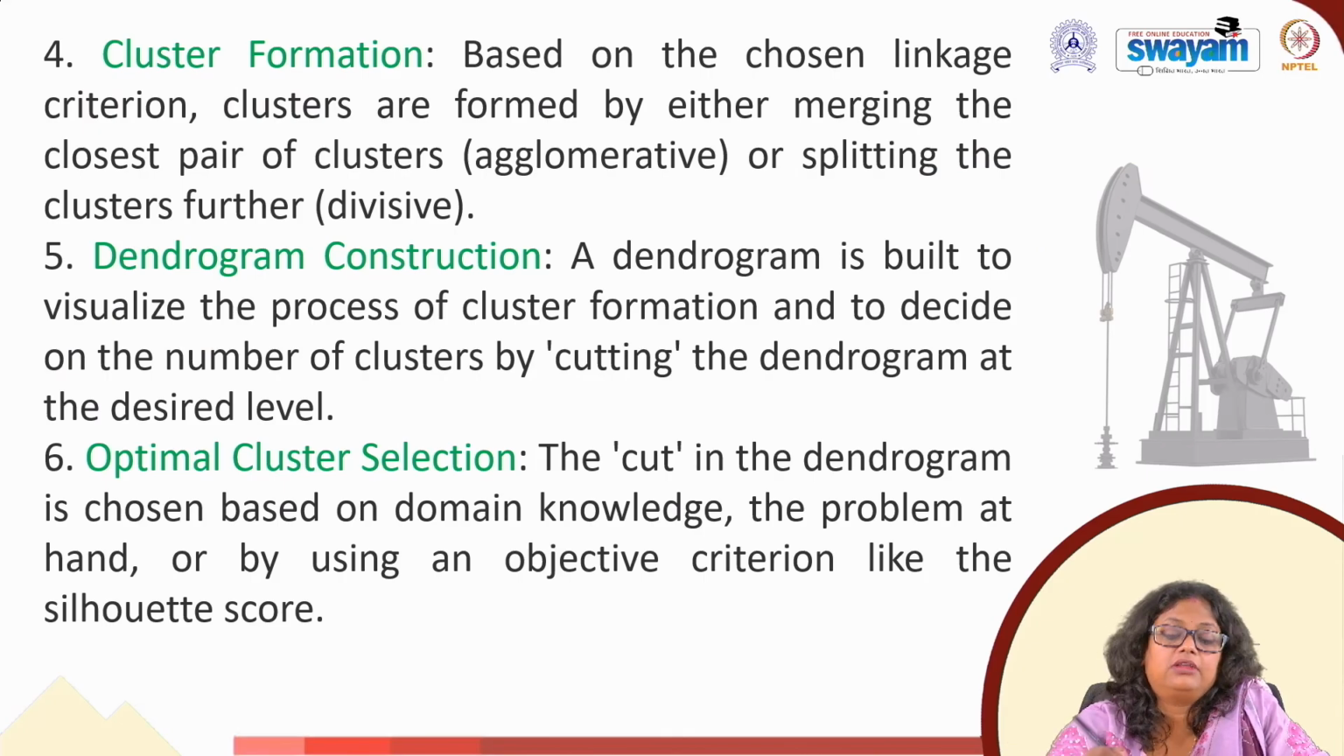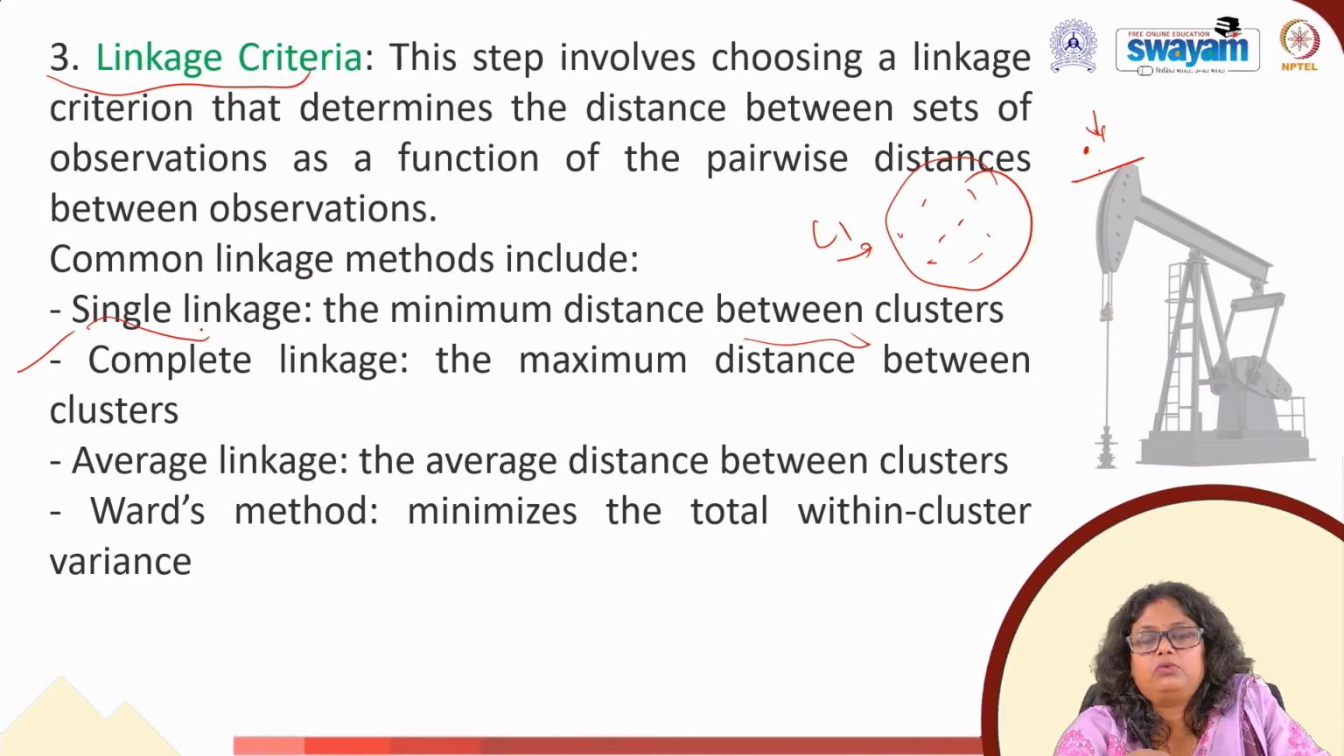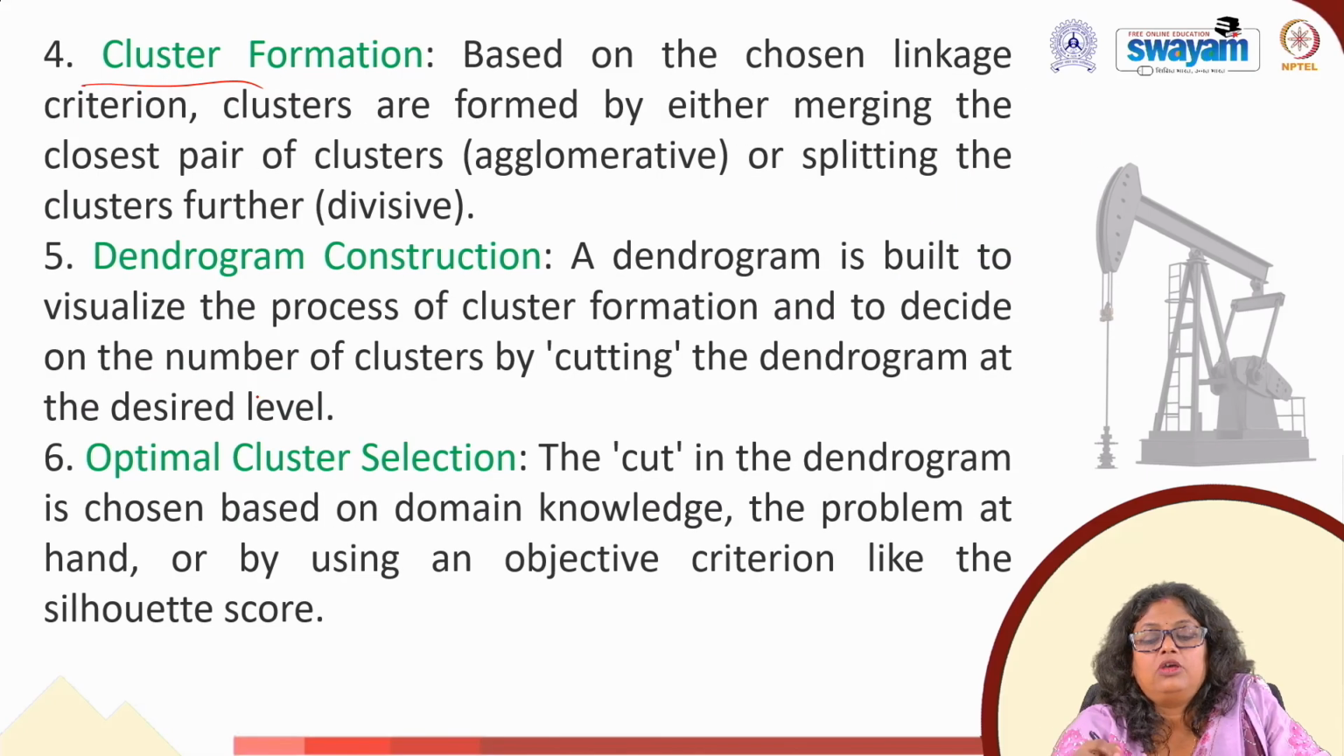So like that. Then cluster formation based on the chosen linkage, that is the 4 options we have: single, complete, average and Ward. Based on the chosen linkage criteria, clusters are formed by either merging the closest pair of clusters, that is your agglomerative, or splitting clusters further, that is your divisive. Then here comes the dendrogram construction. A dendrogram is built to visualize the process of cluster formation and to decide on the number of clusters by cutting the dendrogram at a desired level.